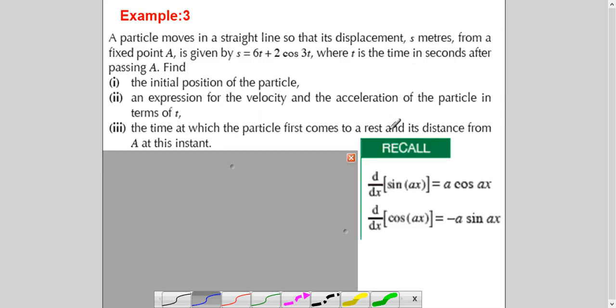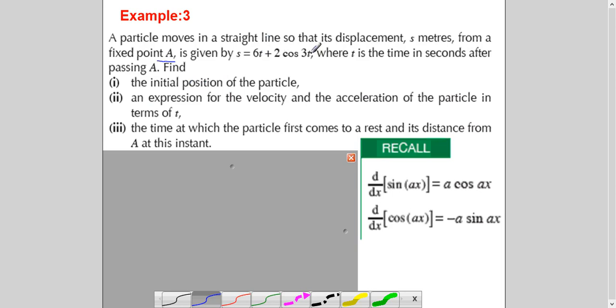So let's see another example. In this case, the question is in trigonometric form. A particle moving in a straight line, displacement is s meter from a fixed point A. So instead of O, now A is taken. The displacement equation is given in cosine form. You have to find the initial position of the particle. Position means distance. When t is equal to 0, what was the distance?